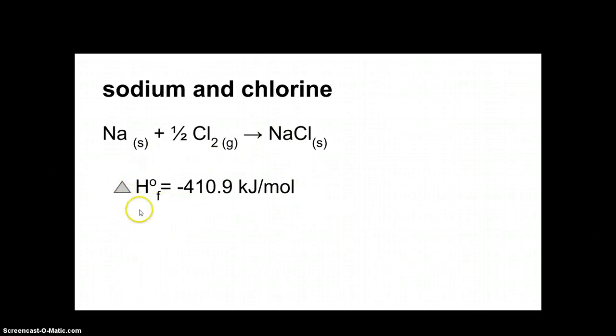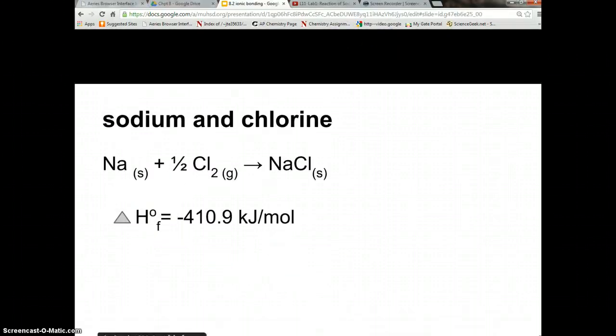We have a value down here, and first off, this value is negative, so that should tell us that this is an exothermic reaction. It's going to give off heat. Delta means change. H is talking about heat, or enthalpy. The degree symbol lets us know that it's the standard state, and f is the formation. So we're making sodium chloride, and in making sodium chloride, it gives off lots and lots of heat, 410.9 kilojoules per mole.